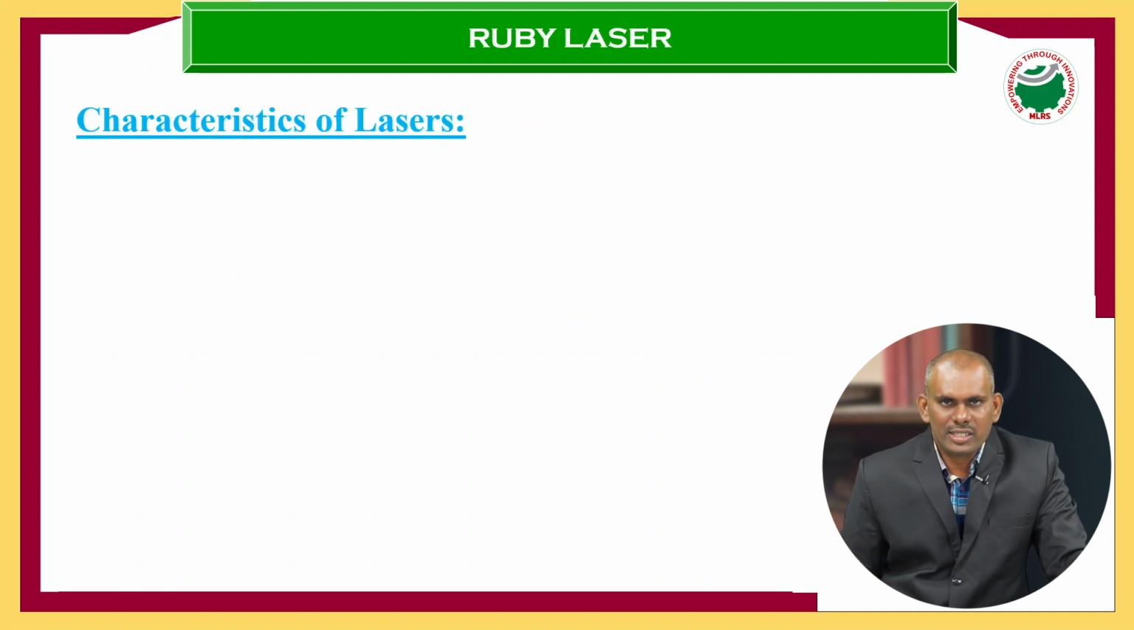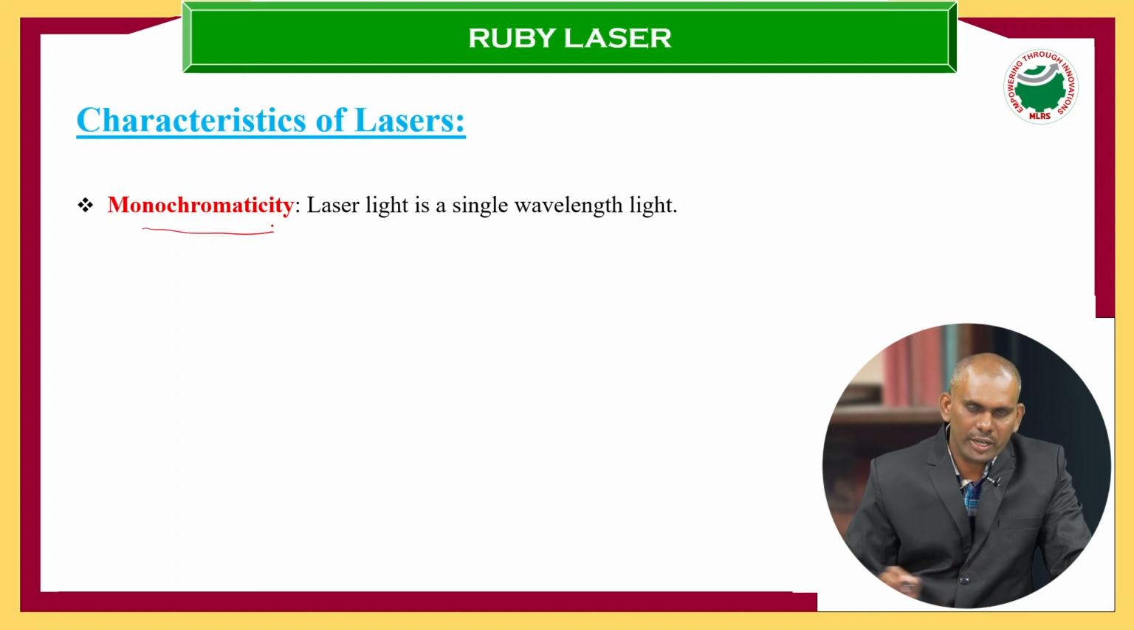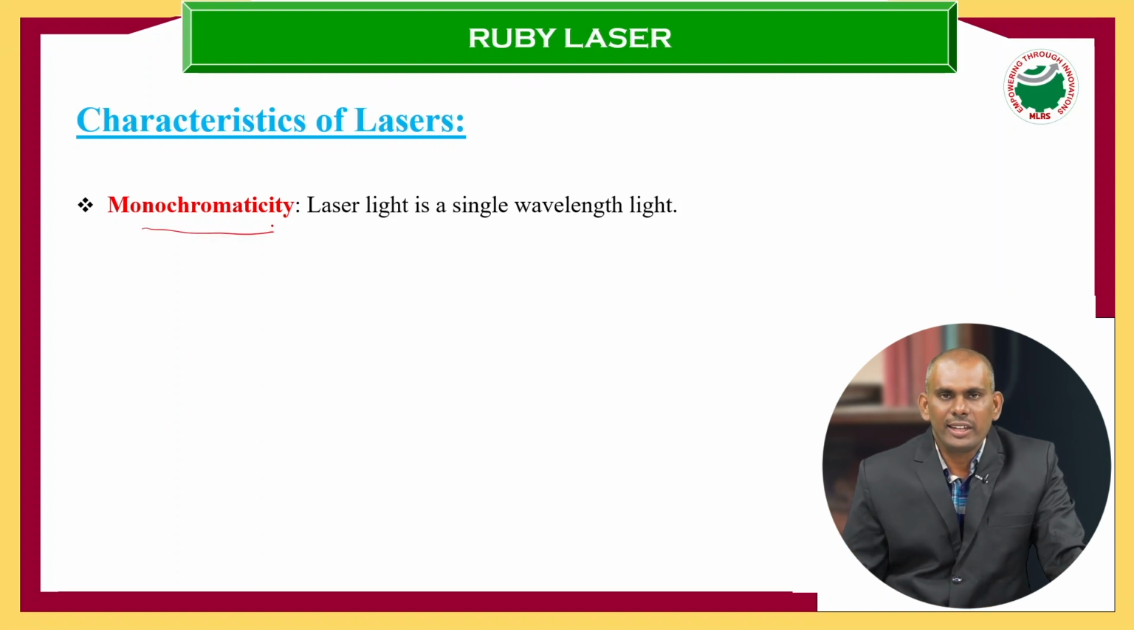Now let us discuss some important characteristics of laser. The first characteristic is monochromaticity. Lasers are highly monochromatic in nature. Monochromatic is nothing but light consisting of a single wavelength or color. Such types of light we call monochromatic. Lasers are also highly monochromatic, so they consist of a single wavelength. They don't consist of multiple wavelengths.